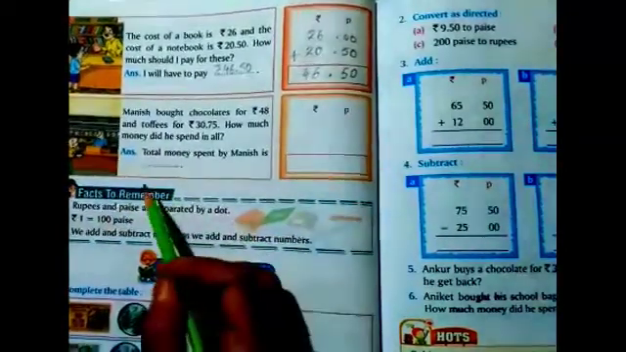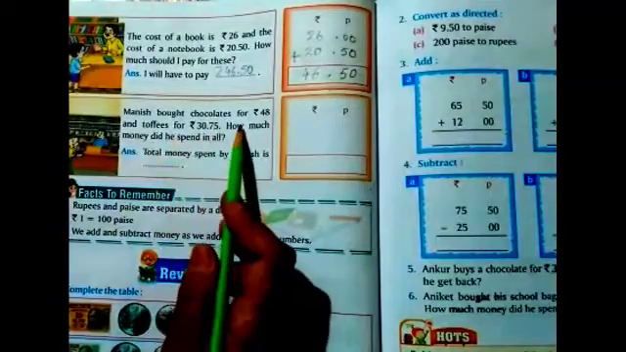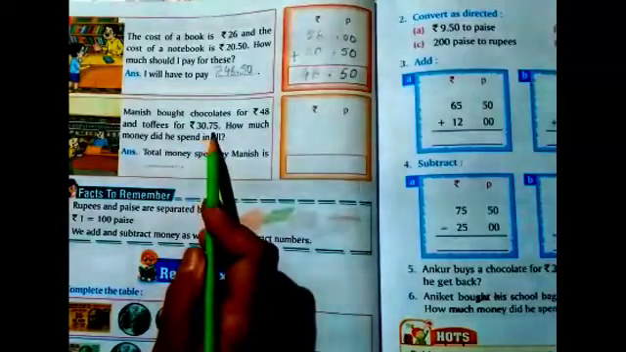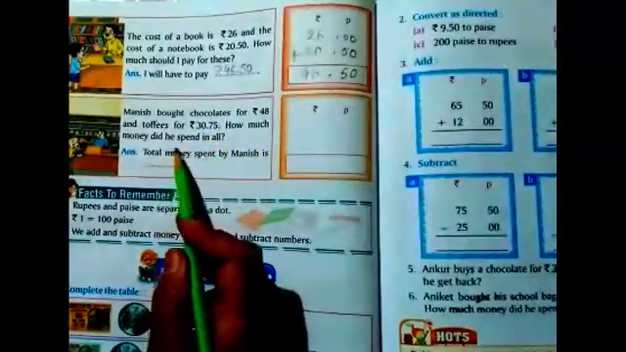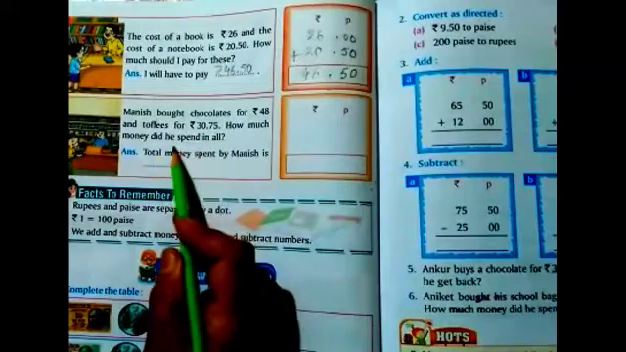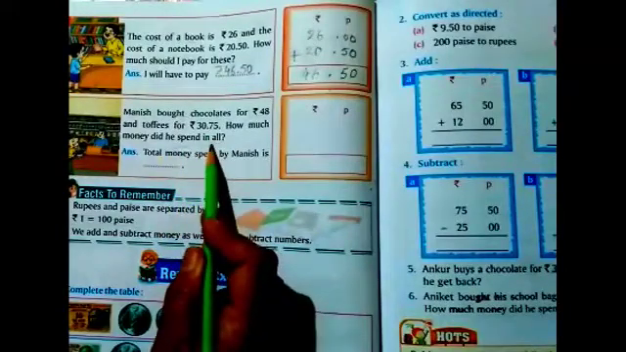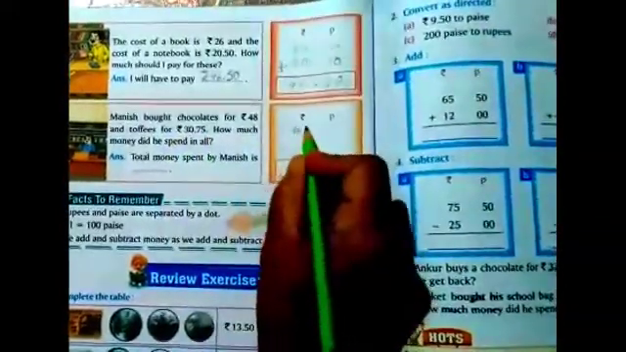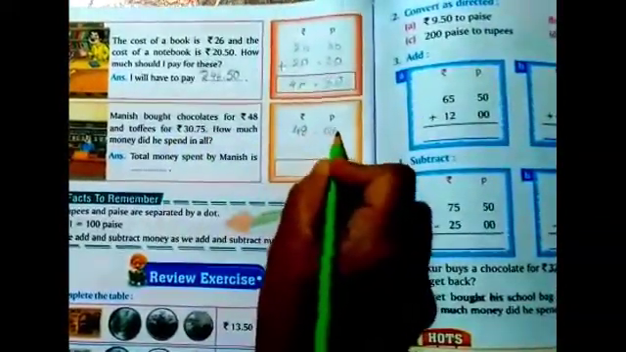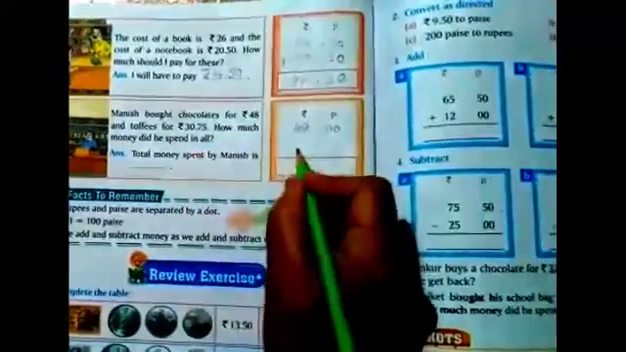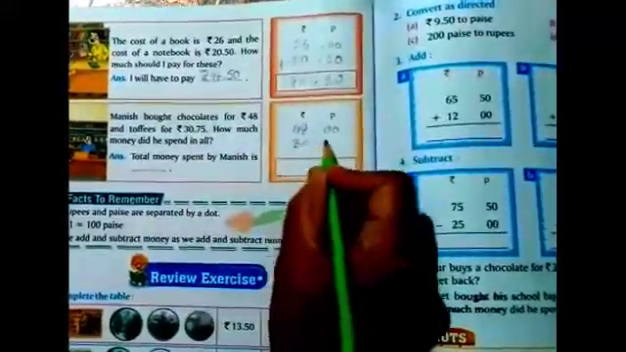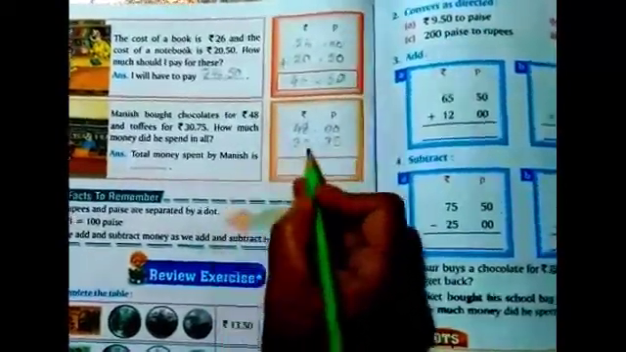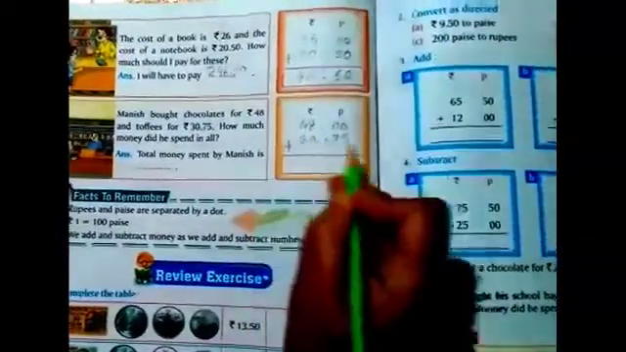Now fourth one, Manish bought chocolates for rupees 48 and toffees for rupees 30 and 75 paise. How much money did he spend in all? So here also, spend in all means you have to do addition. So Manish bought chocolates for rupees 48 and toffees for rupees 30 and 75 paise. So how much money did he spend in all, means you have to do addition again.